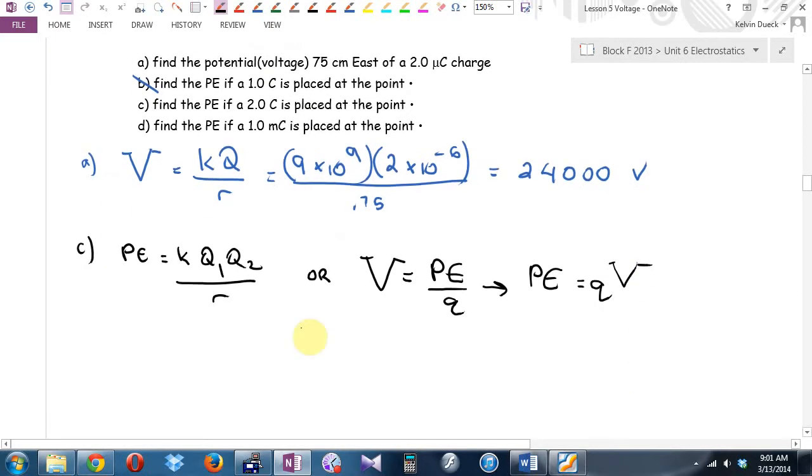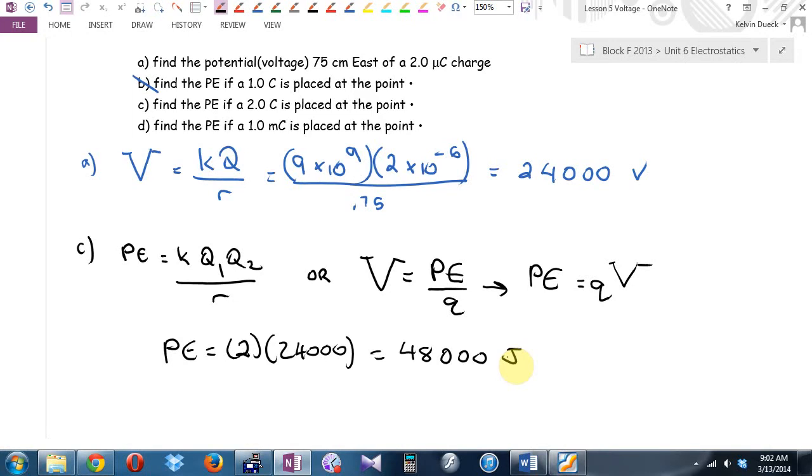But I can then say, okay, so potential energy is going to be 2 times 24,000. A 2 coulomb charge would have 48,000 joules of energy. Why? Because every coulomb of charge at that location has 24,000 joules of energy, because that's the definition of voltage. It has 24,000 joules per coulomb, 24,000 volts. We'll skip D.